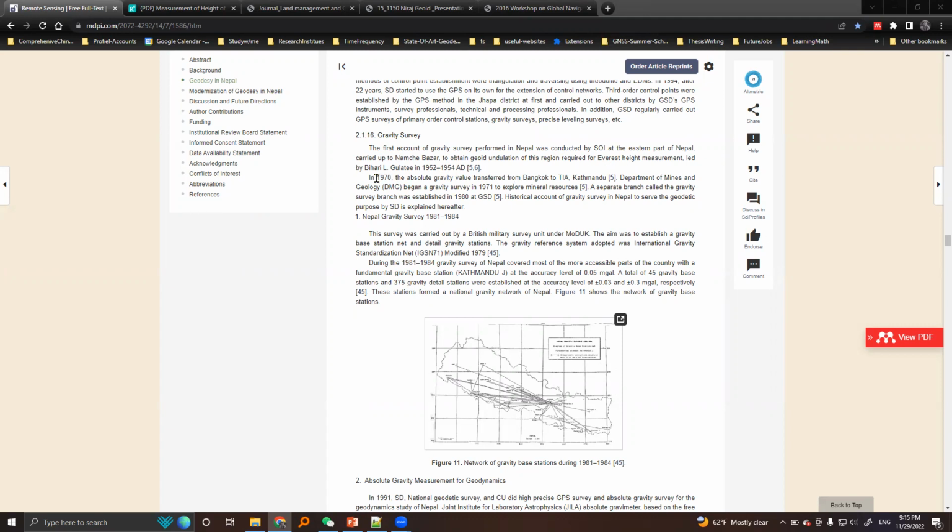Next, in 1970, absolute gravity value was transferred to Tribhuvan International Airport from Bangkok Airport. In 1971, DMG, the Department of Mines and Geology, began mineral exploration by gravity measurement. Later, in 1980, a separate branch called Gravity Survey Branch was established in the Survey Department.